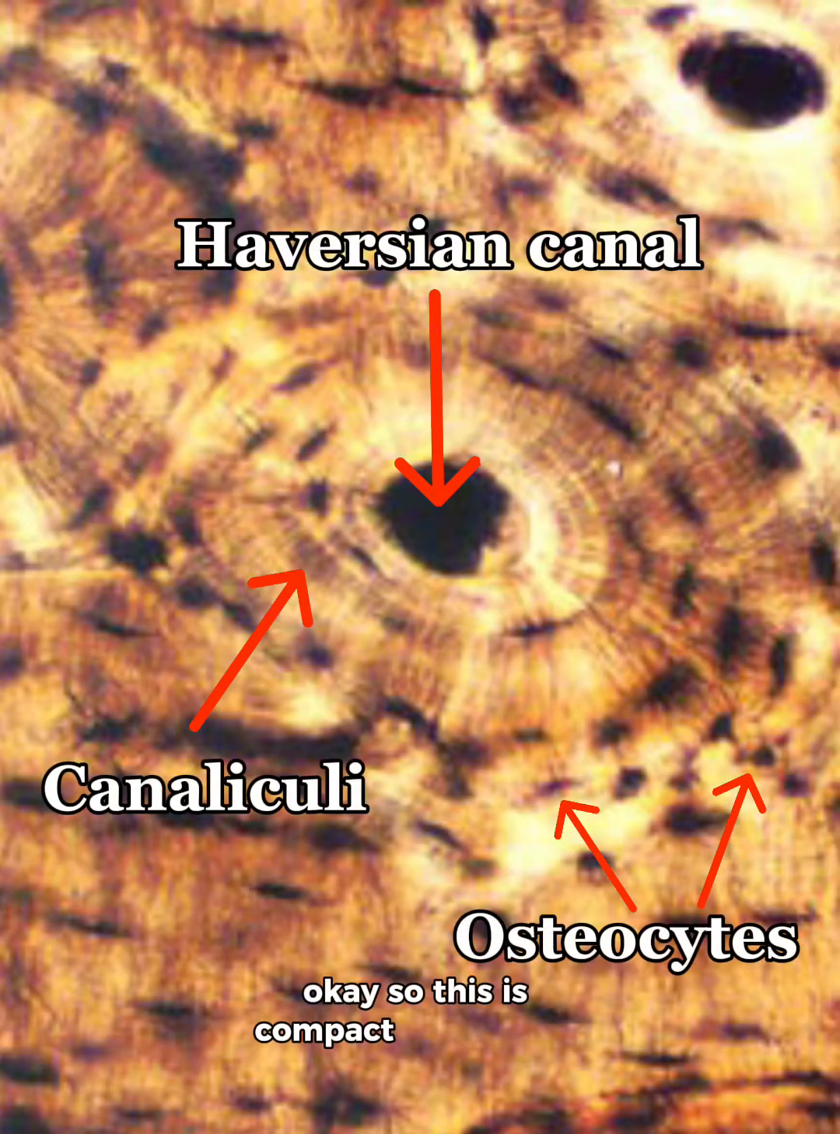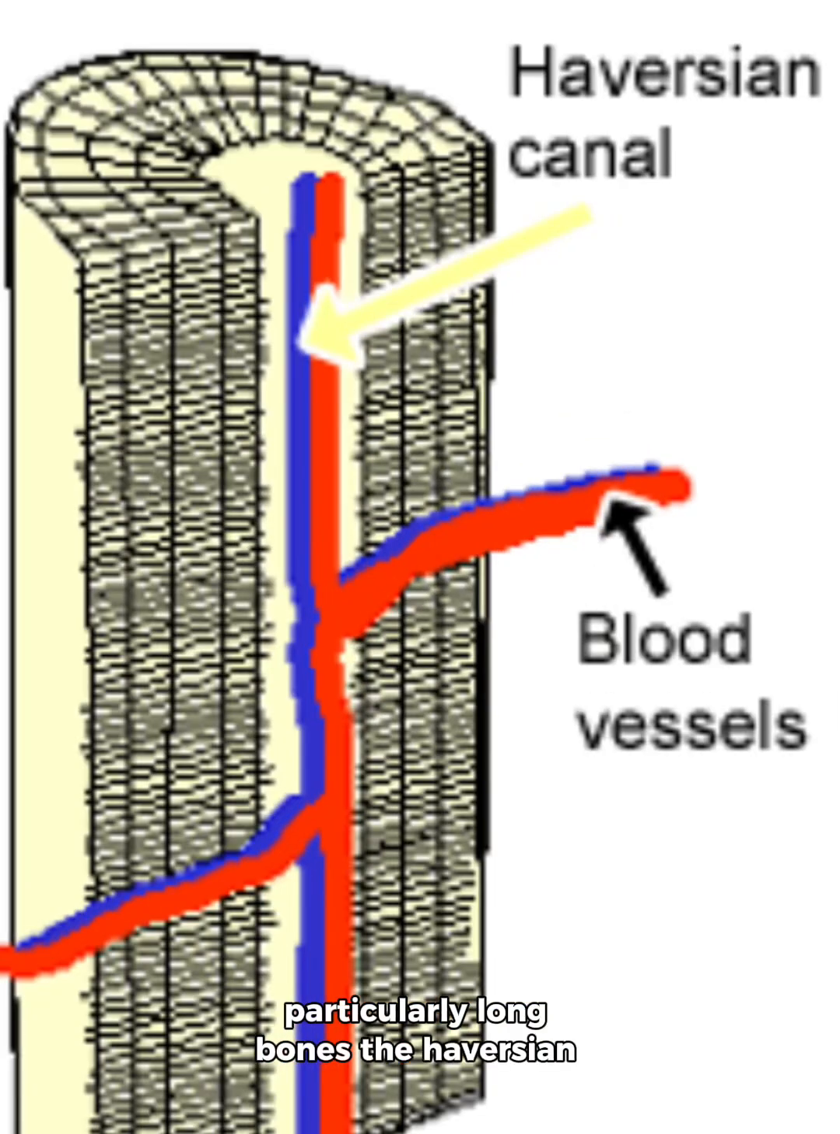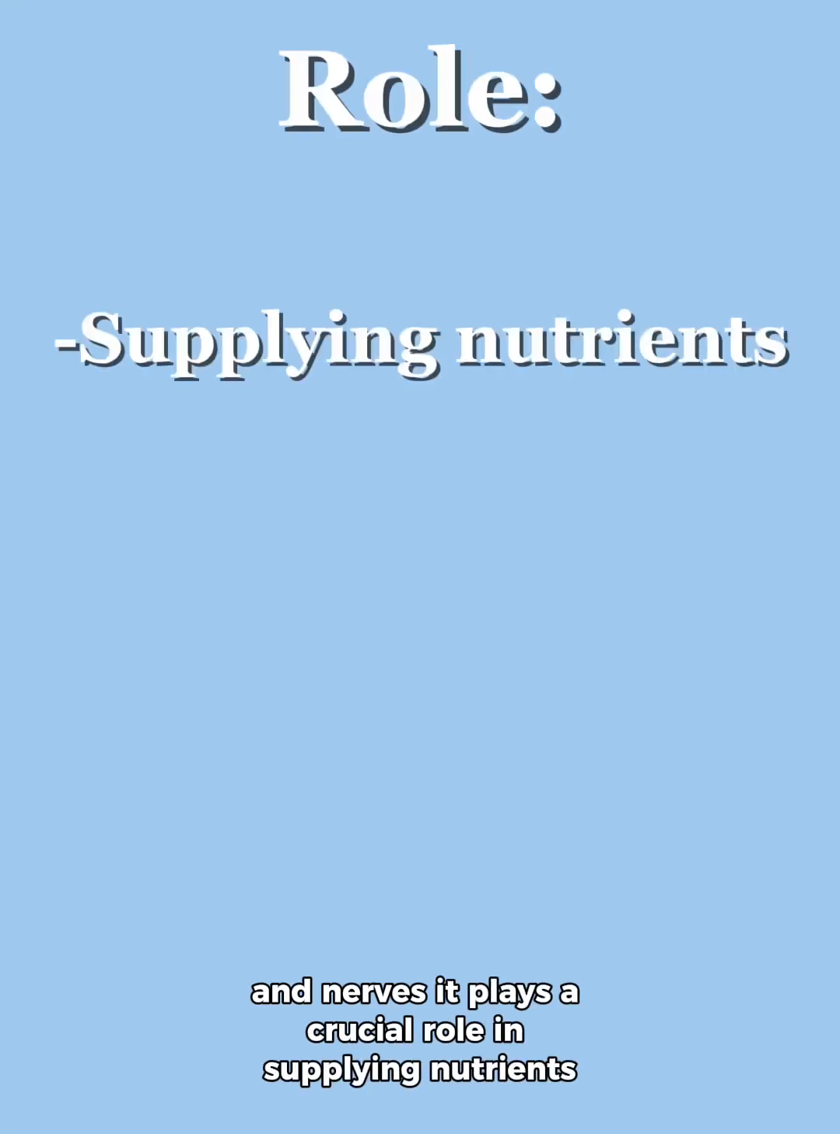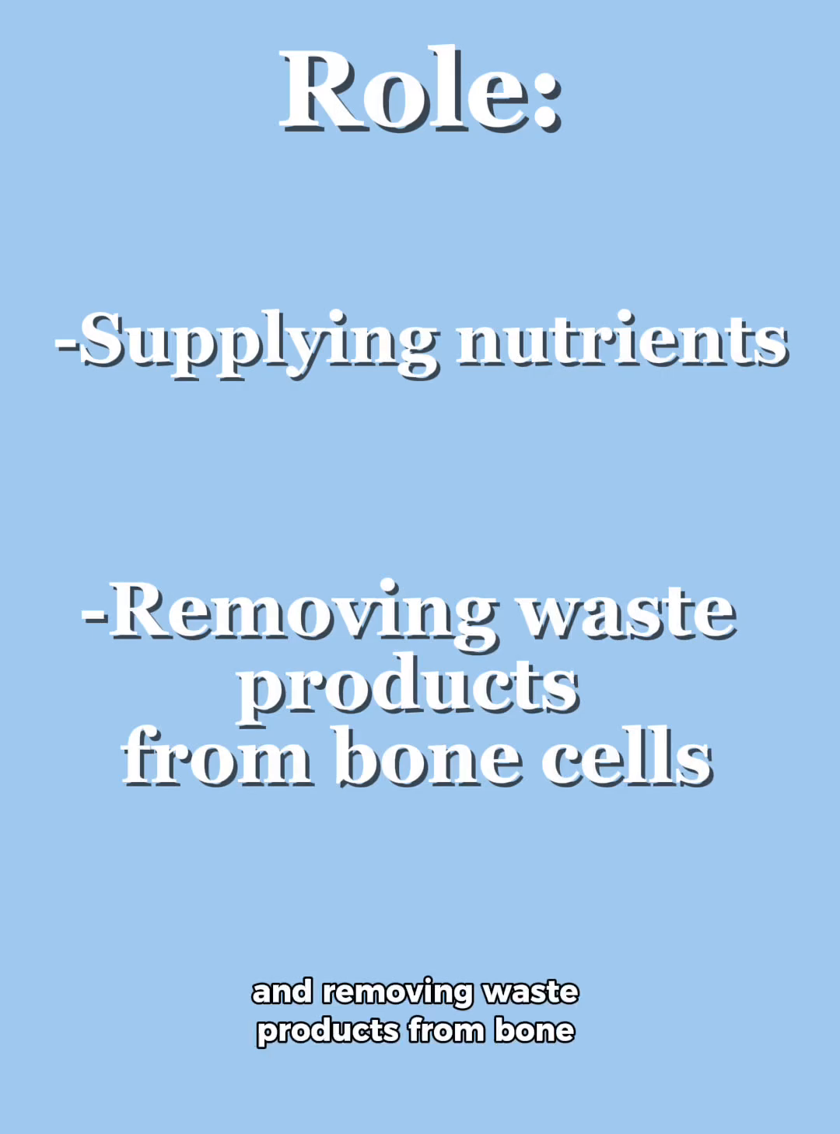Okay, so this is compact bone, and it provides strength, support, and protection to bones, particularly long bones. The Haversian canal is a central channel in the bone that contains blood vessels and nerves. It plays a crucial role in supplying nutrients and removing waste products from bone cells.